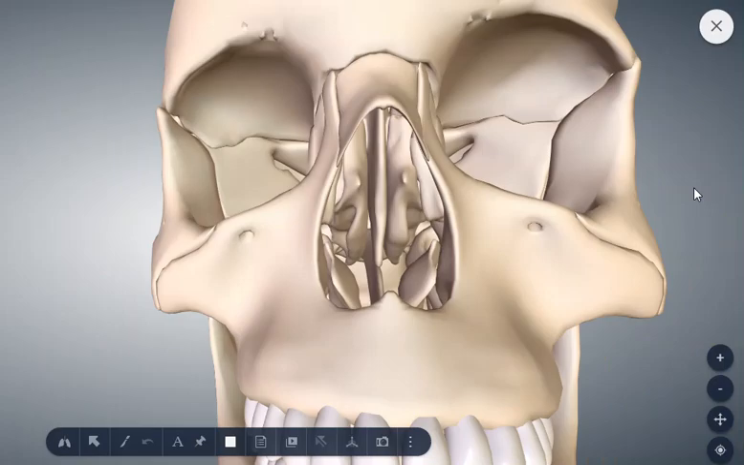I'm not going to say too much more about the anterior view. Next video, we're going to study the lateral view of the human skull.